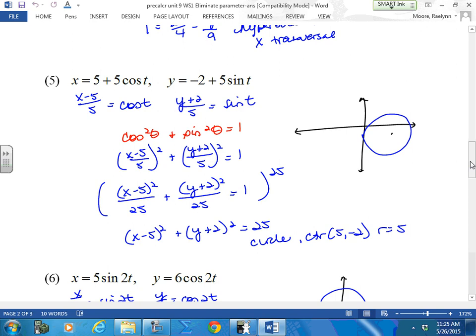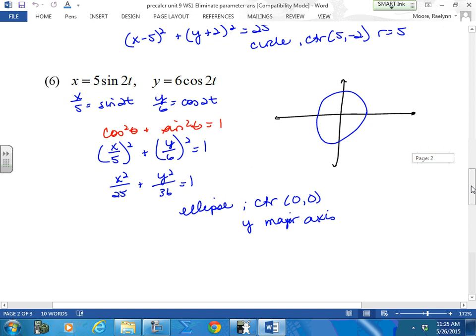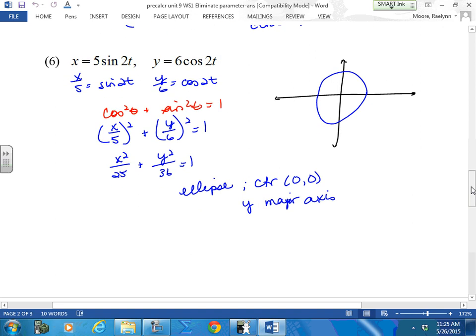This again was a circle, a special ellipse, the radius of 5. The center is a little offset. We're good with these? Alright. They pretty much all work the same. Whether it's 2t or t, that's still your parameter.